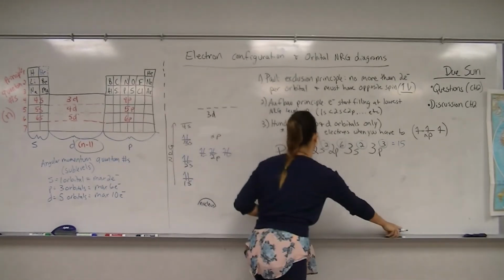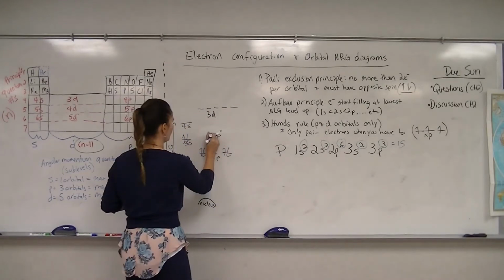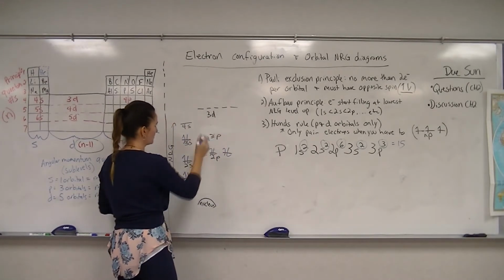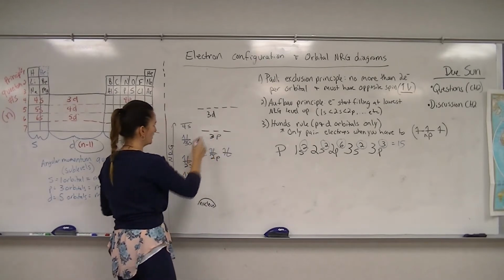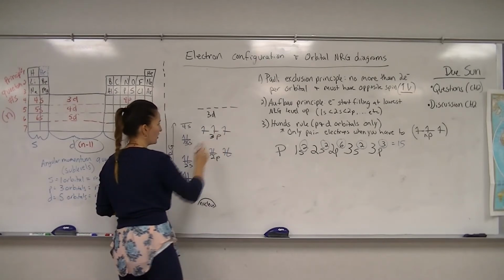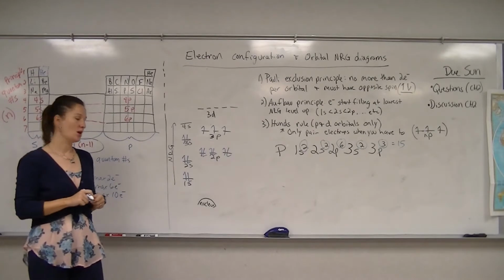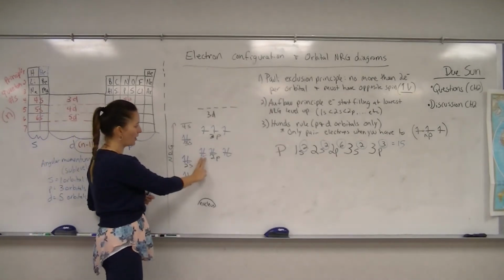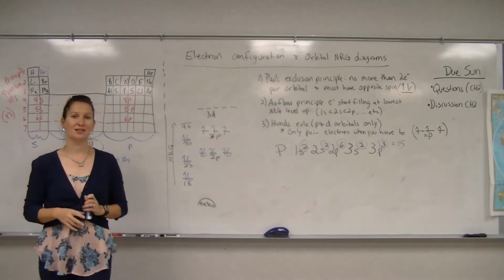1, 2, 3, and put 1 in each. And it doesn't matter if the arrow's up or if the arrows are down, just as long as there's 1 in each. The only time it matters whether they're up or down is if you're pairing them. Then you just need to make sure they're opposite.